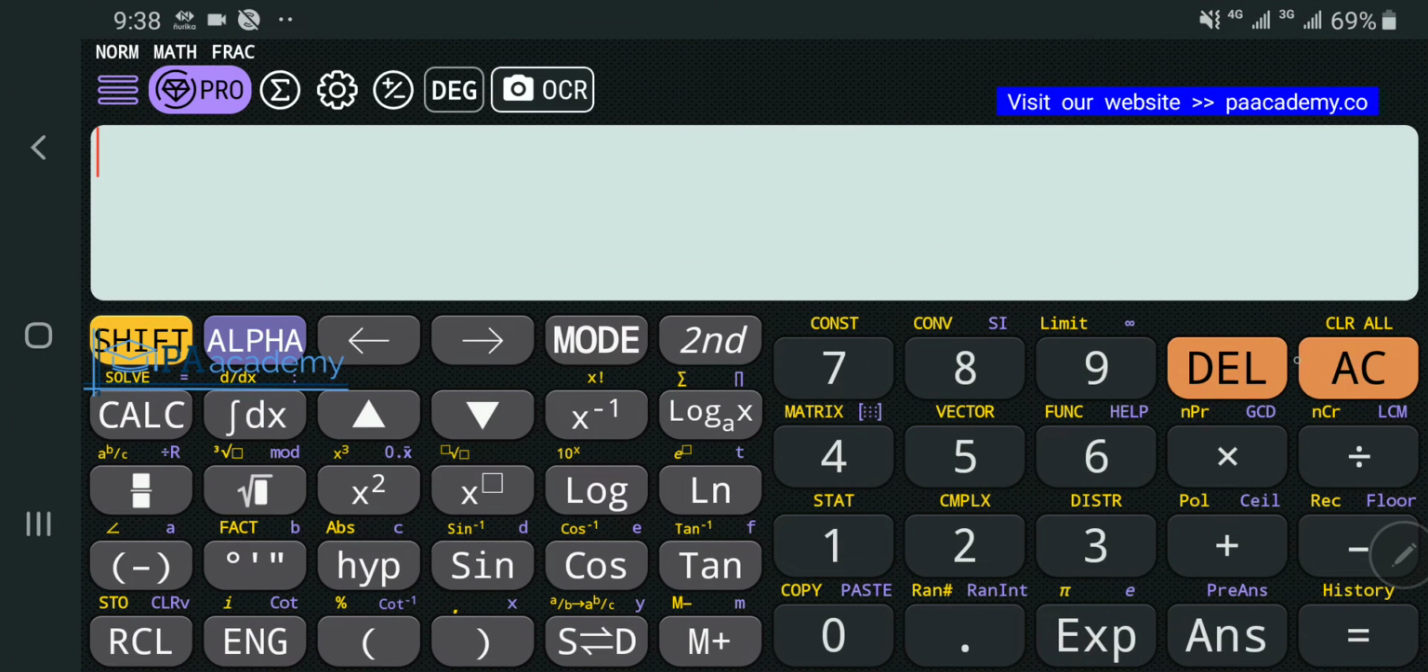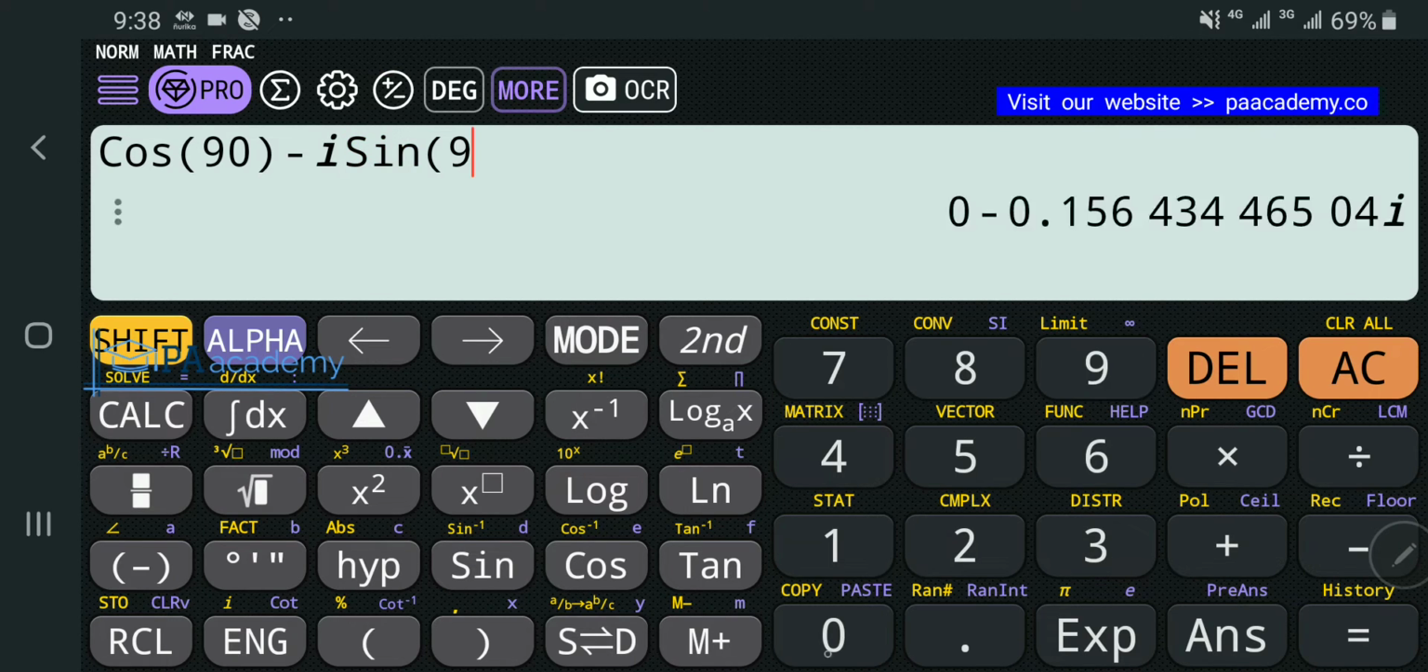So let me just start all over again. You come in and type in cos, and then the angle you are making reference to, that's 90, close the bracket, minus. Now for you to get that j, just come on your calculator and press shift. Where you have this eng, shift and then you press the eng, you'll have this I. So the I is also the same thing as the j. Then you type in sin 90. Okay. So you can see it's already giving us the answer as minus I. So that minus I is just like minus j.